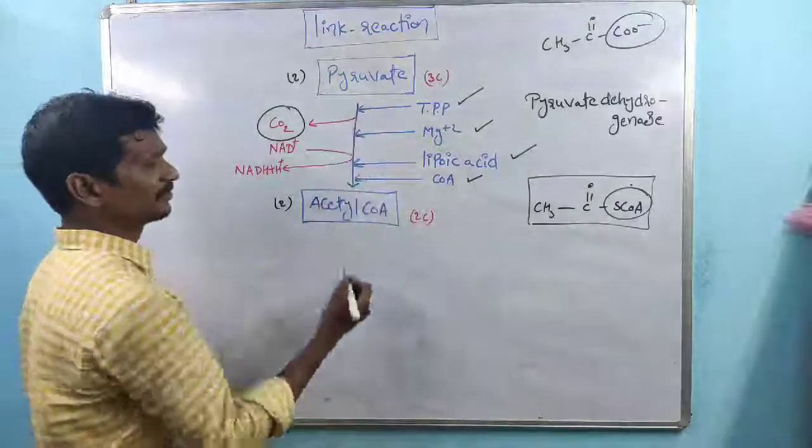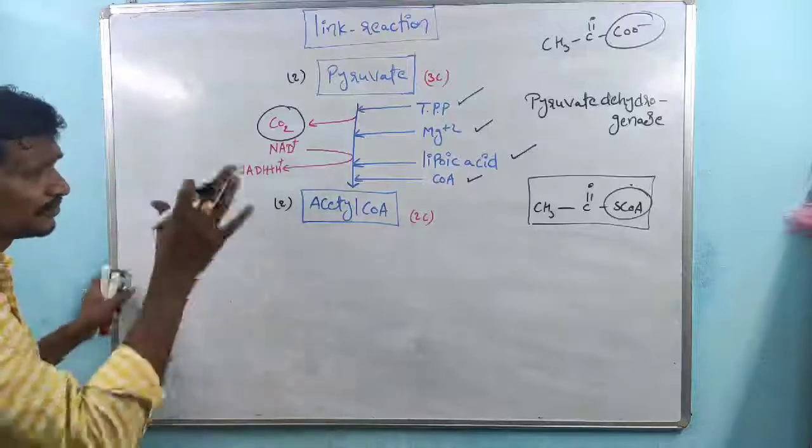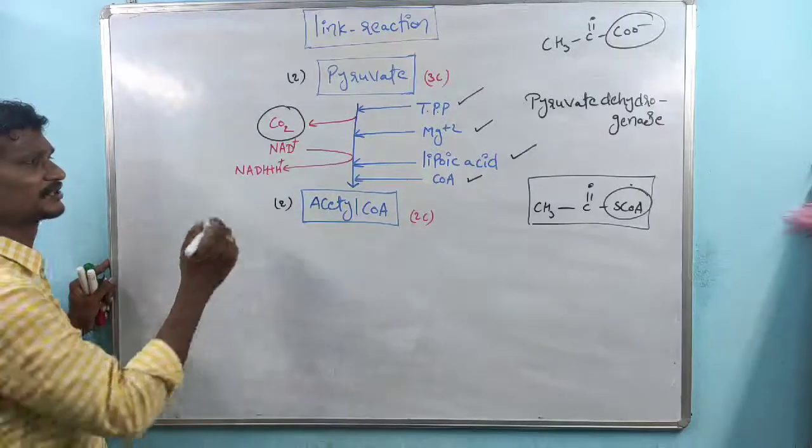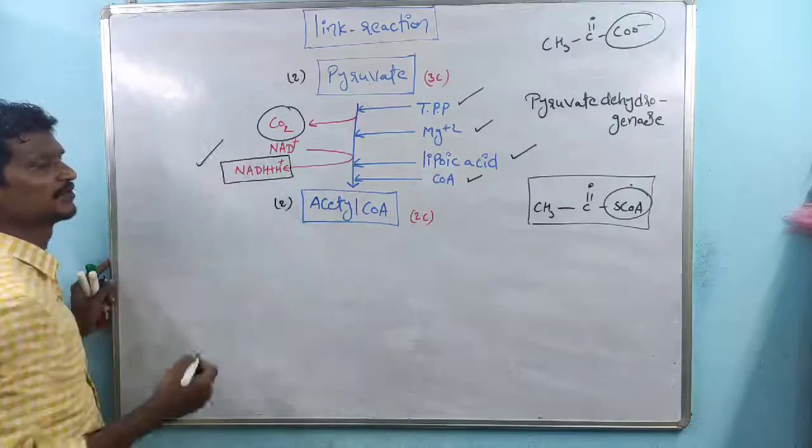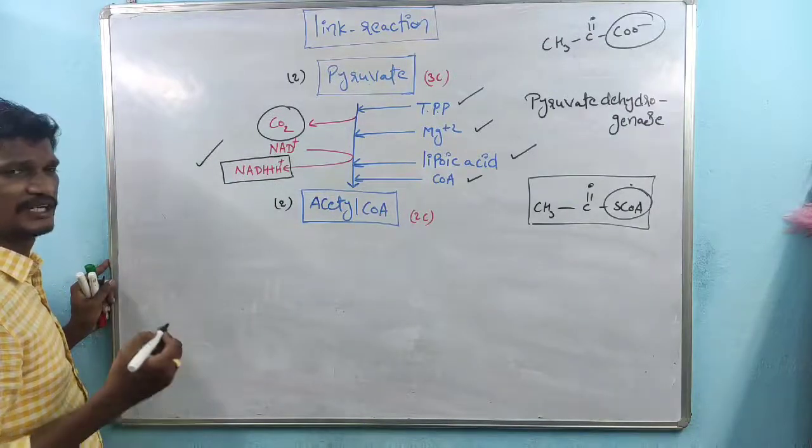So here the pyruvate is converted into acetyl CoA, right? So this reaction is called the link reaction. Within the link reaction, one NADH plus H plus is produced.